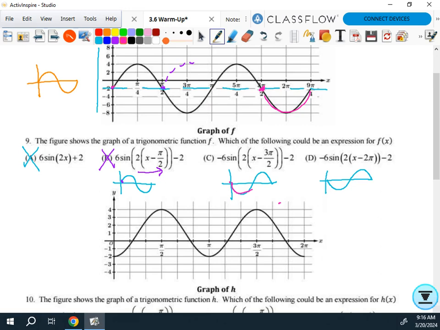Okay, then this one, I'm going to double check it since we're not super popular. I'm still starting here. I'm going to move to the right 2 pi. I'm not touching the graph. I don't need to worry about anything else. Answer C. Now I can look at your other two.